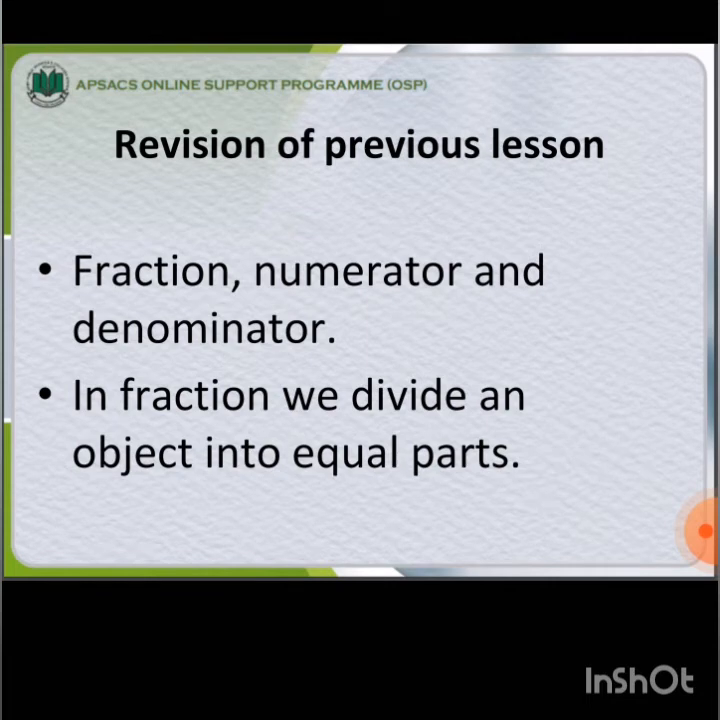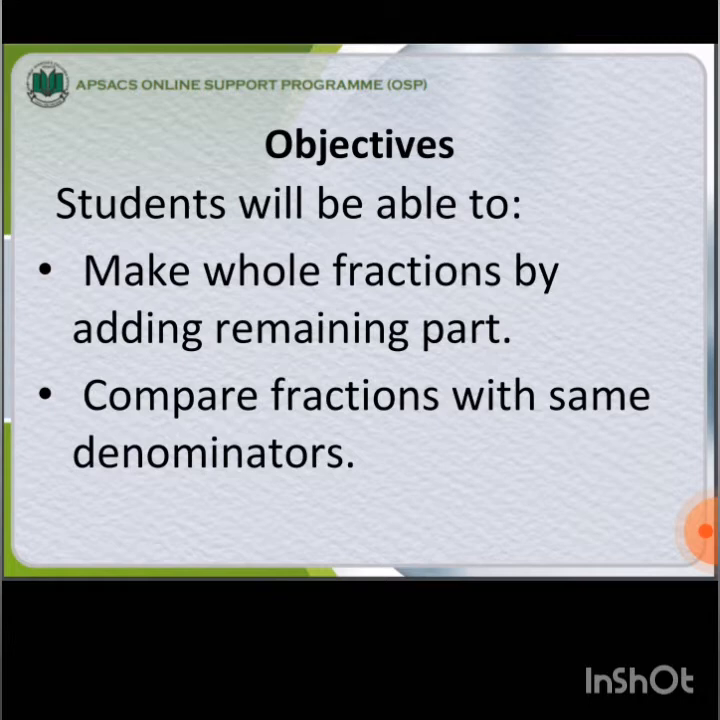First of all, let's do revision of our previous lecture. In our previous lecture, we learned about fraction, numerator and denominator. In a fraction, we divide an object into equal parts and the upper value of the fraction is called numerator and the lower value is called denominator. Objectives: students will be able to make whole fractions by adding remaining parts and compare fractions with same denominators.